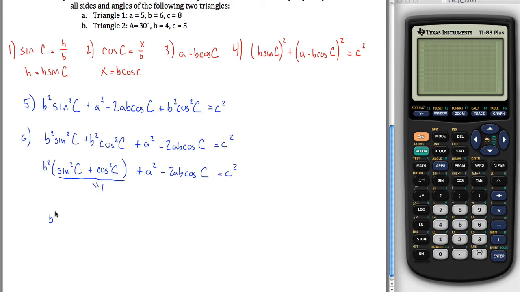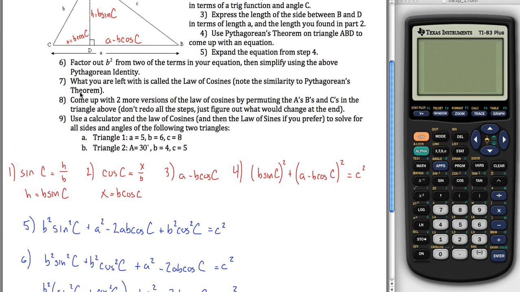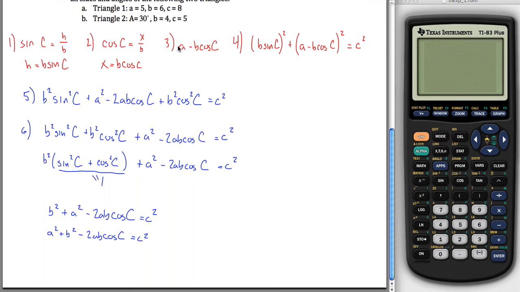So really I can say b squared times 1 plus a squared minus 2ab cosine of c equals c squared. Or typically the way you write it is a squared plus b squared, so it looks more like the Pythagorean theorem, minus 2ab cosine of c equals c squared. Either of these are fine. I wrote this one first just because that's the way you typically see what is called the law of cosines. That's what they're saying is what I've come up with here.